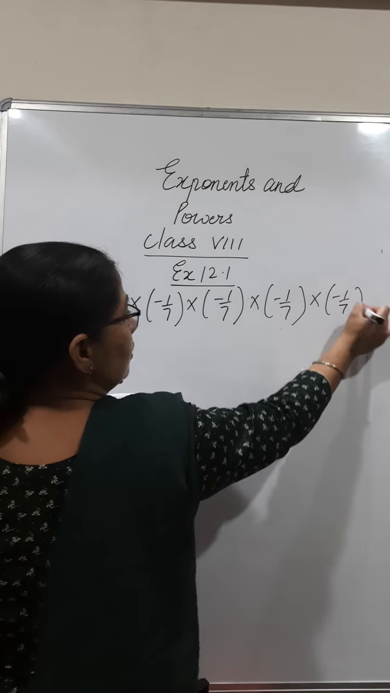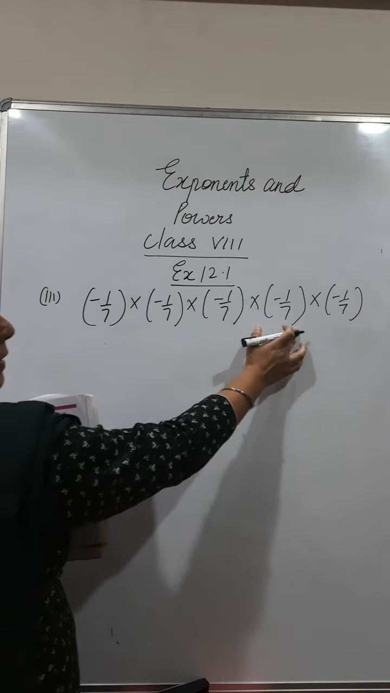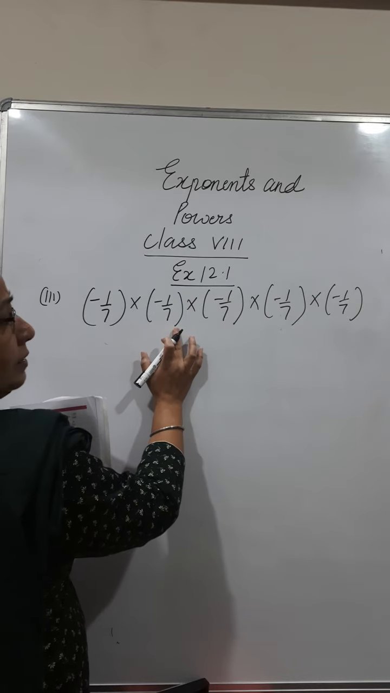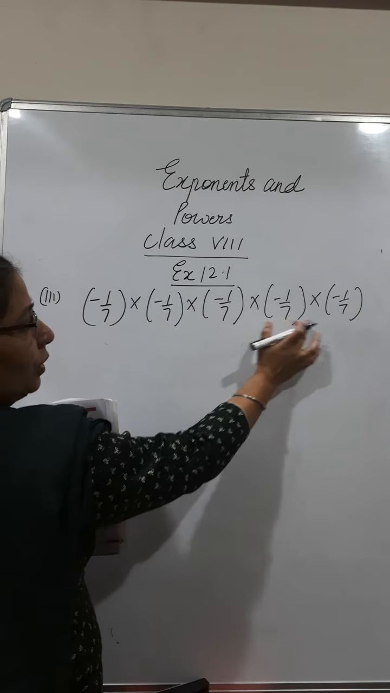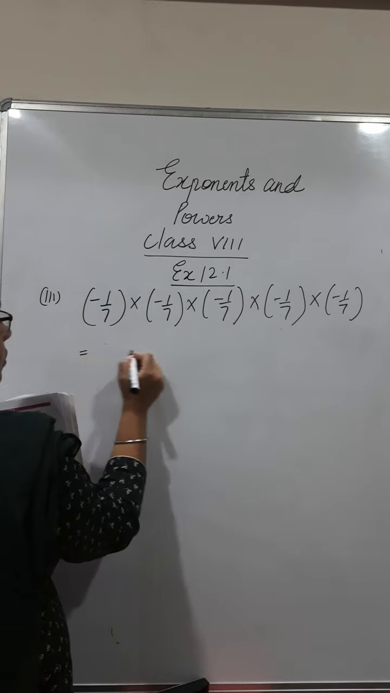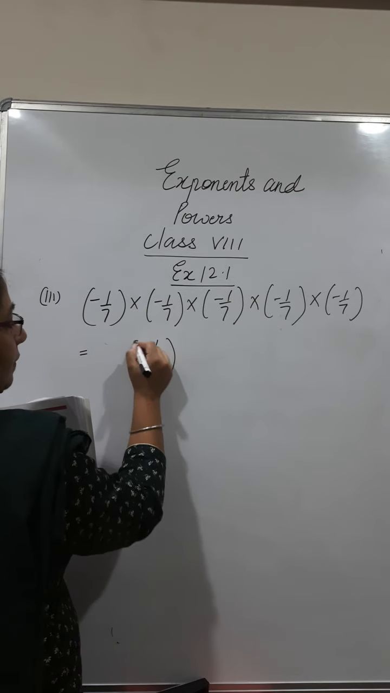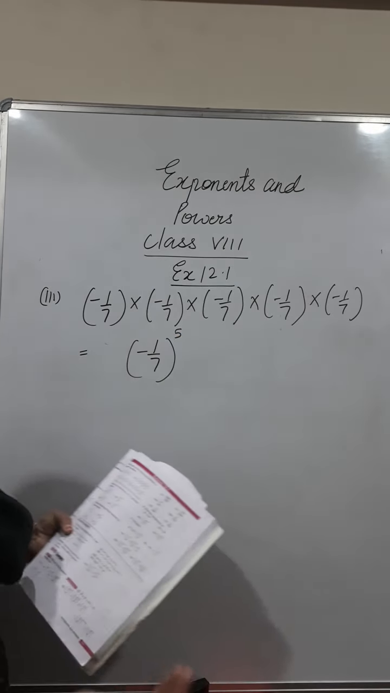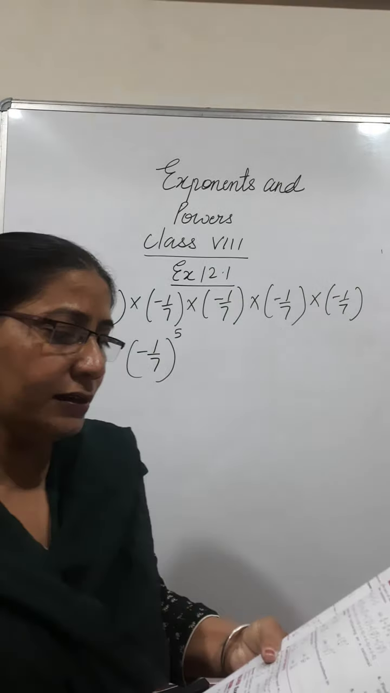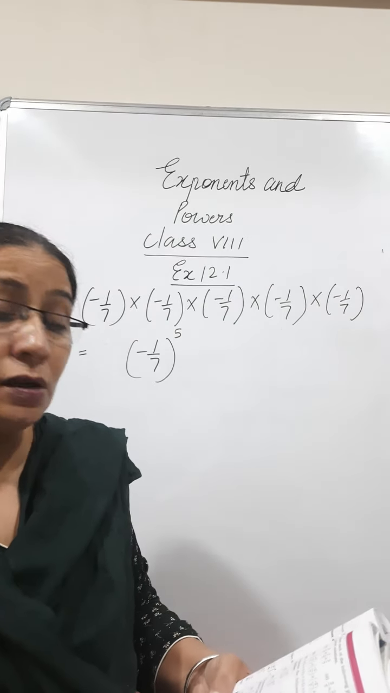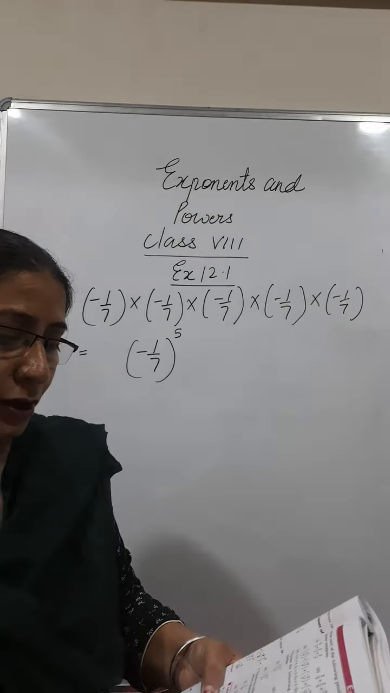So how many times are you getting this minus 1 by 7? You are getting it 1, 2, 3, 4 and 5 times. So the answer to this will be minus 1 by 7 power 5. Simple. Similarly, you can write the other ones also. So this is the way we write a number in the power notation form.